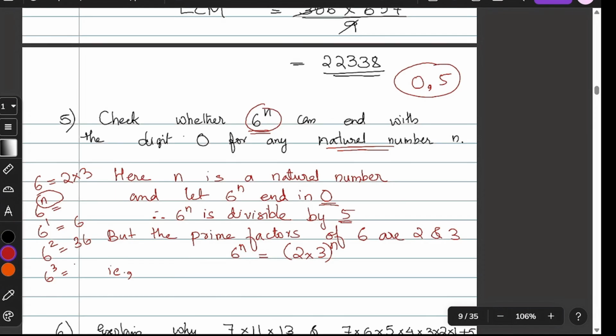The fundamental theorem of arithmetic says that every composite number can be expressed as a product of primes, and its factorization is unique apart from the order in which the primes occur. Therefore, our assumption was wrong, right? If our assumption is wrong, then this one is also wrong, correct? According to the fundamental theorem of arithmetic, our assumption is wrong.